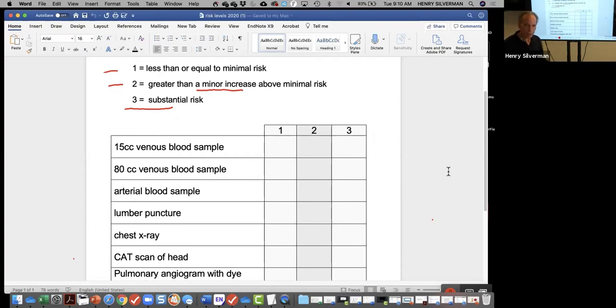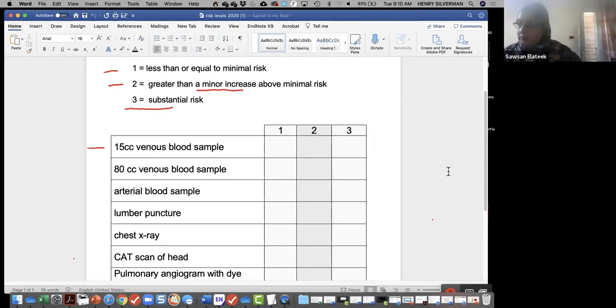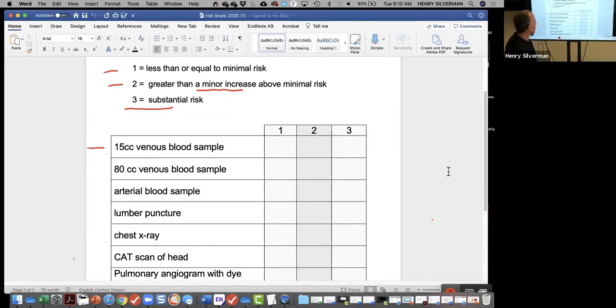Okay, so everybody get their annotation tools ready, and we'll do this as a group. So the first one is a 15 cc venous blood sample. So why don't you just mark in which column do you think is the risk level for this? All you have to do is put an X or a check. Less than minimal risk, minor increase above minimal risk, or substantial risk. What do we have for the first one?